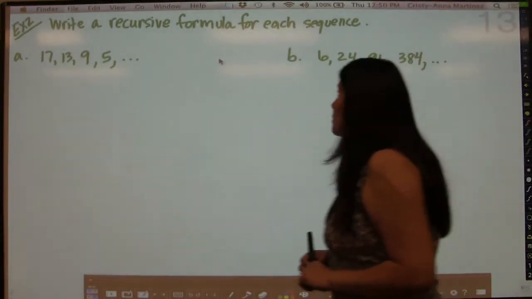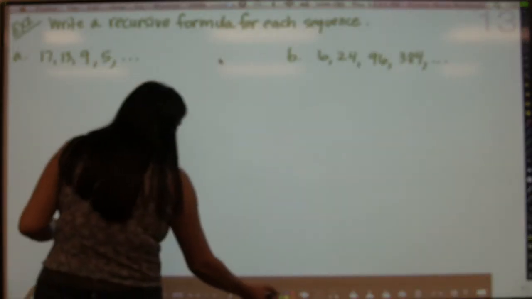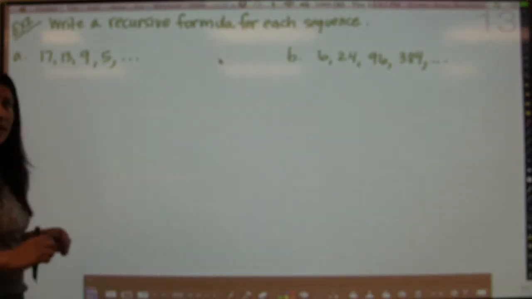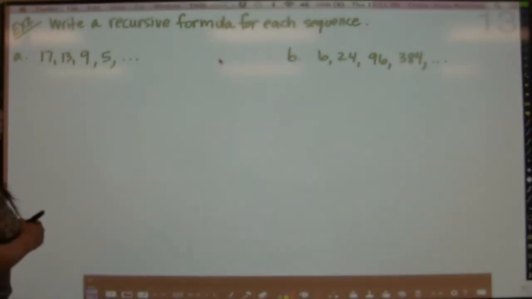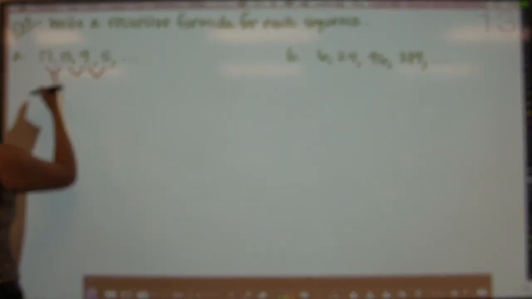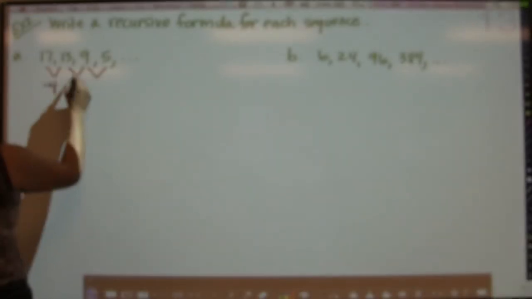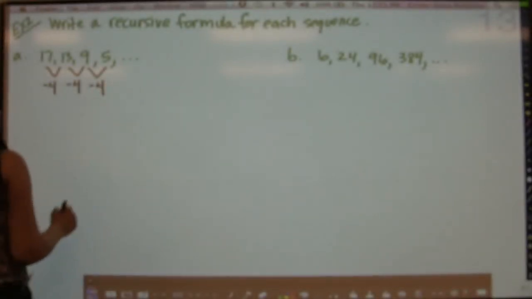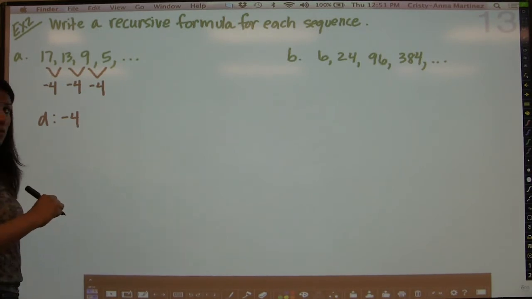It says write a recursive formula for each sequence. Now the first thing we have to do in this scenario is to determine whether or not we're dealing with an arithmetic sequence or a geometric sequence. So I'm going to go ahead and start by subtracting. So we know that 13 minus 17 is negative 4. 9 minus 13 is also negative 4. And 5 minus 9 is also negative 4. So in this case, we have a common difference, which is negative 4.